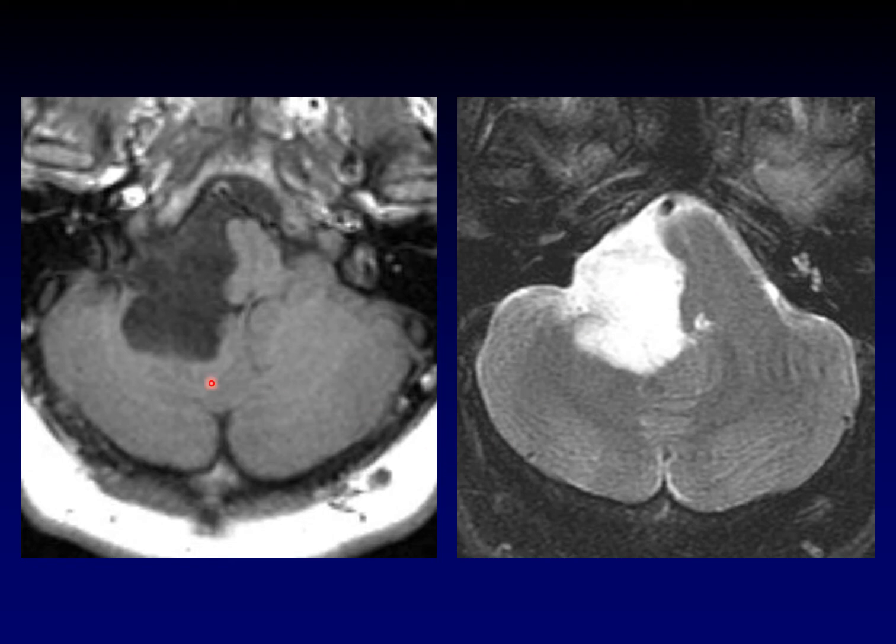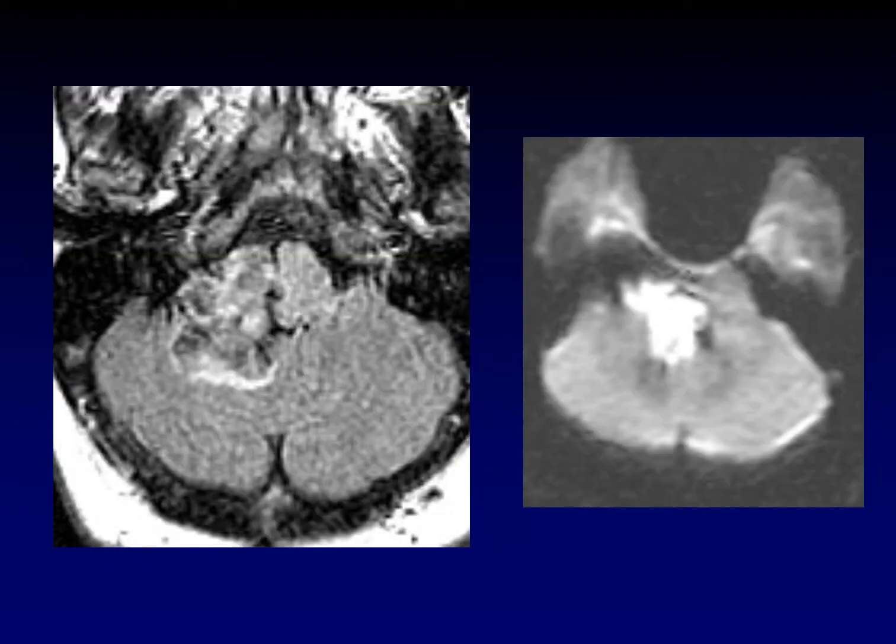But there might be a clue if you look at the margins. Look how irregular, lobulated the margins are here. That smells a little bit more like an epidermoid. Let's double check. Here's a FLAIR sequence. You can see that the lesion fails to suppress on FLAIR and is in fact heterogeneously bright. That's consistent with an epidermoid tumor.